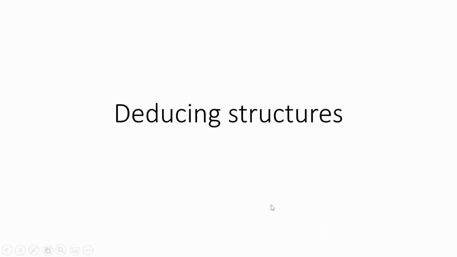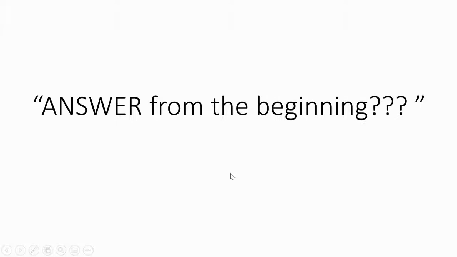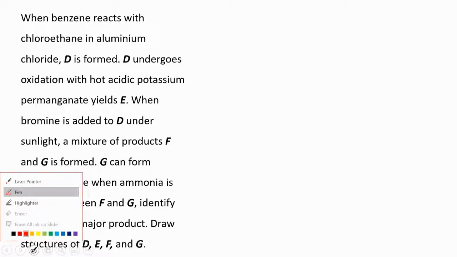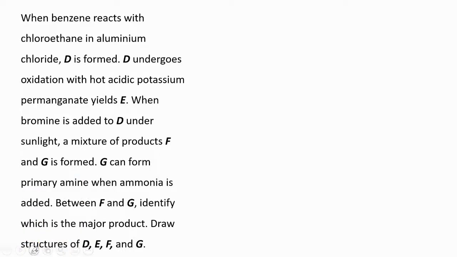Okay, now let's learn how to deduce structures. What is the meaning of answer from the beginning? Now let's read the question and see what clues are given. It says here, when benzene reacts with chloroethane in aluminium chloride, D is formed.